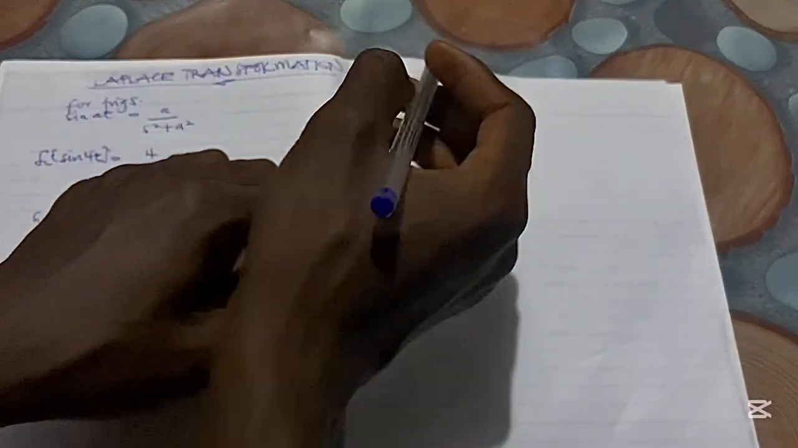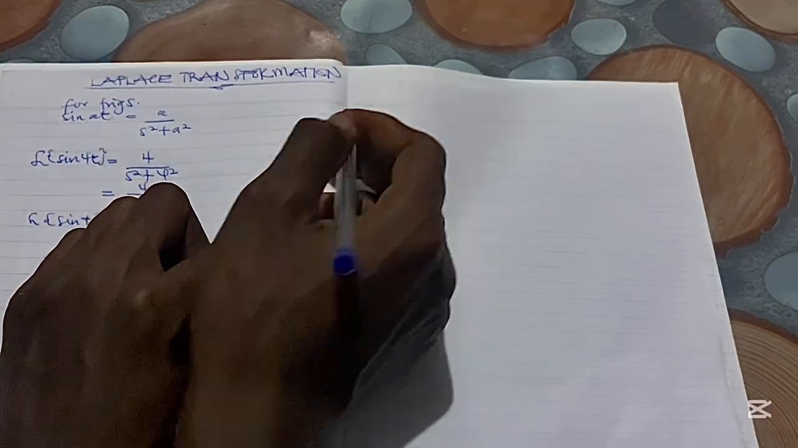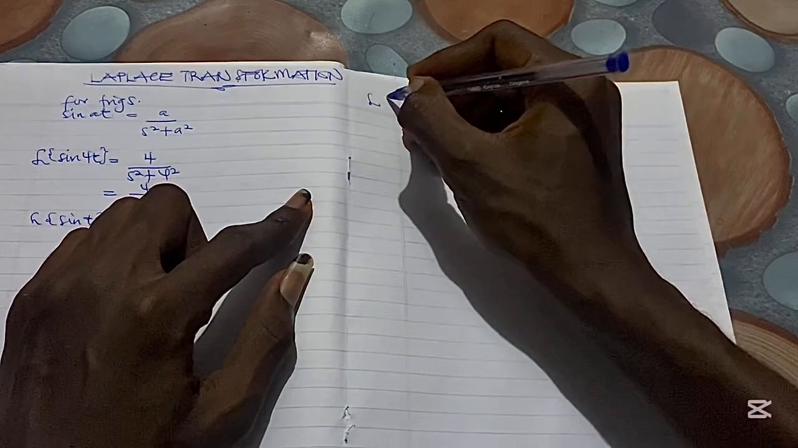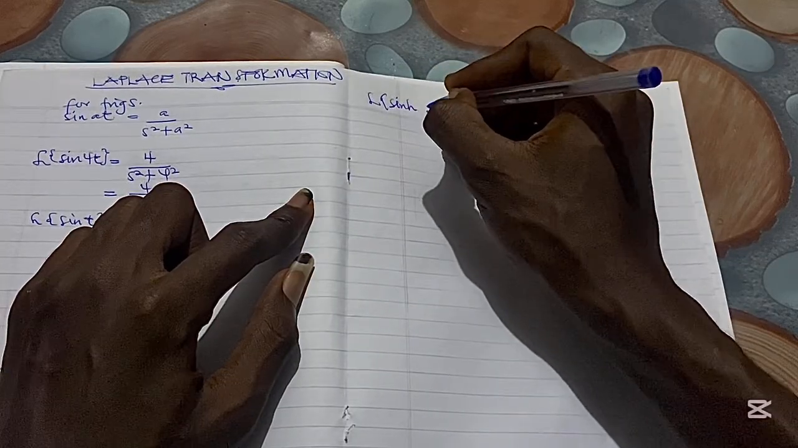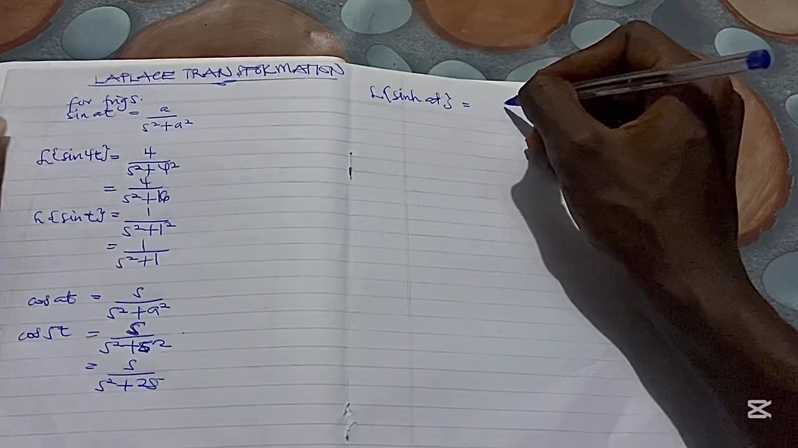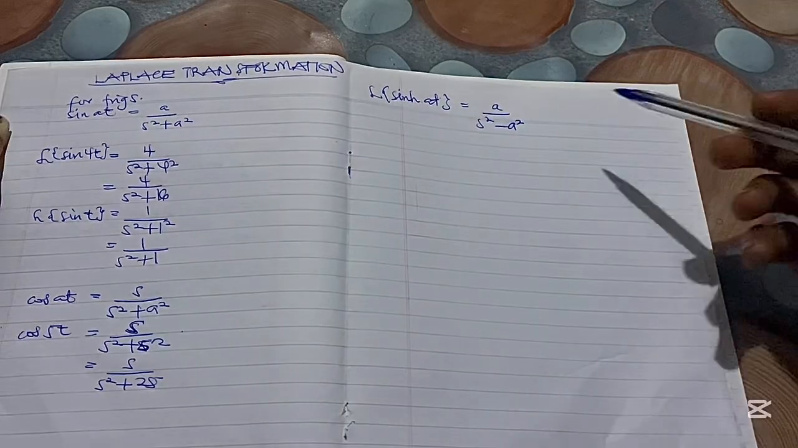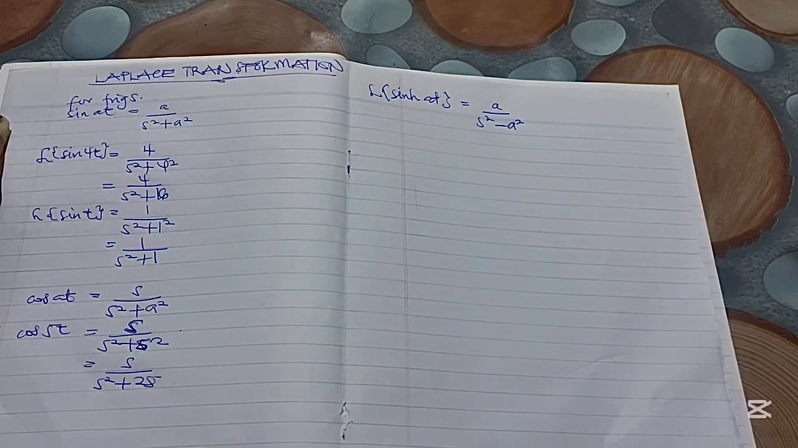For the advanced part, we have cos and sin, the hyperbolic ones, sinh and cosh. That's how I call it. The Laplace transformation of sinh at is equal to a over s squared minus a squared. You see, it's the inverse of this: the operation sign will change. Are we clear?